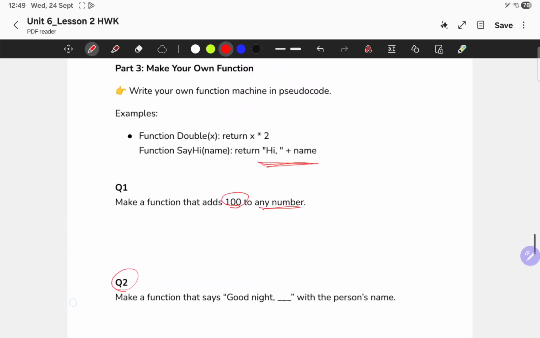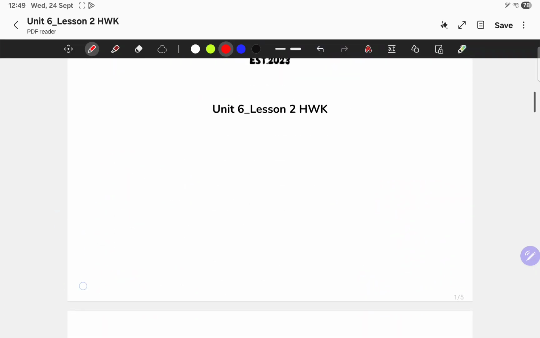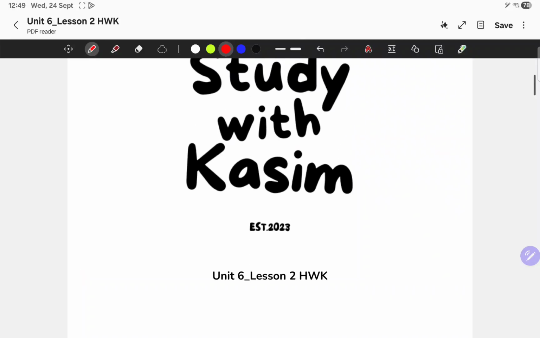So you can see this homework isn't difficult at all. If you could do last week's homework, you can certainly do this week's homework. So I hope that's clear. I hope that's easy to understand.